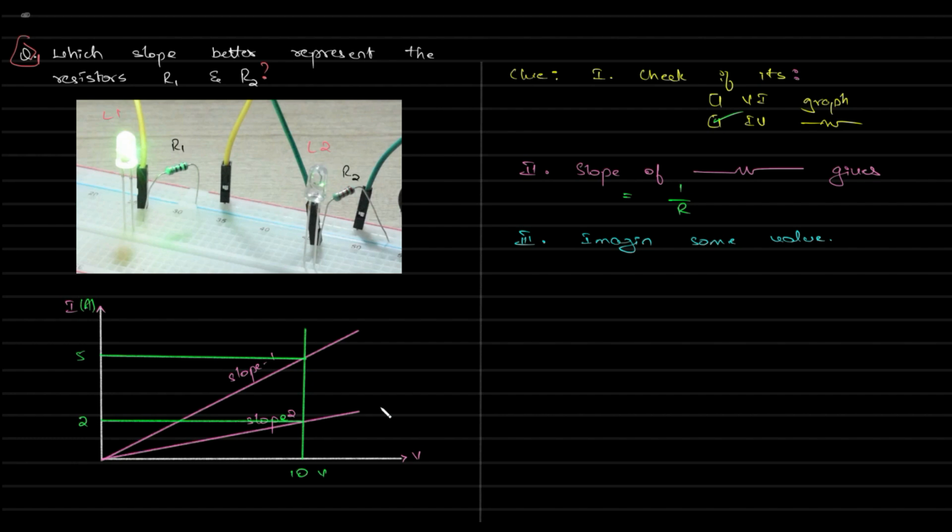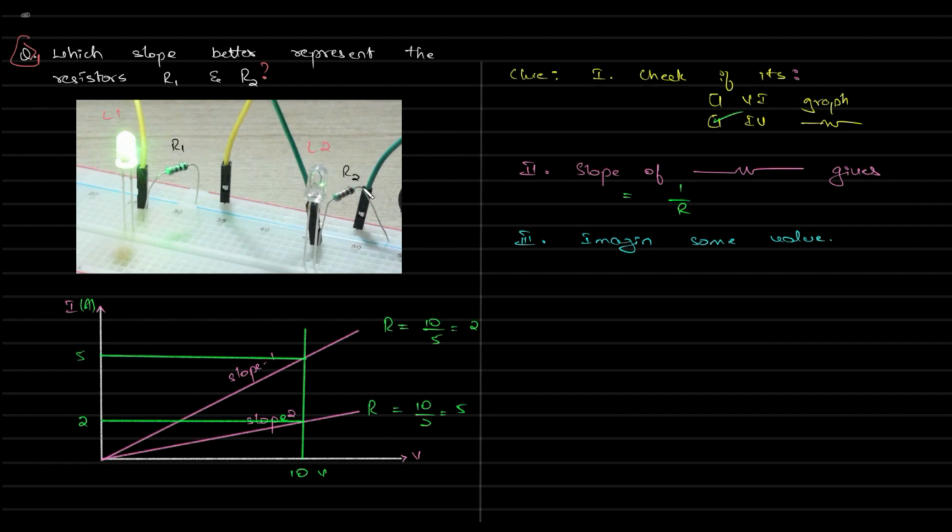Now here R, whatever this is, R1 or R2, we don't know. R will be 10 by 2, that is 5. This R will be 10 by 5, that is 2. So obviously, at least now you have to tell: is this one less or is this one less? Obviously this is less, right? Amongst these, which is less?